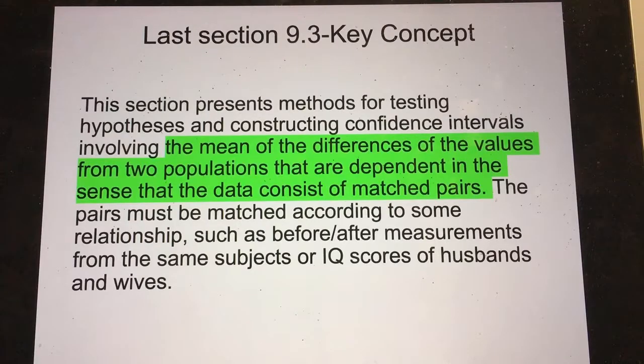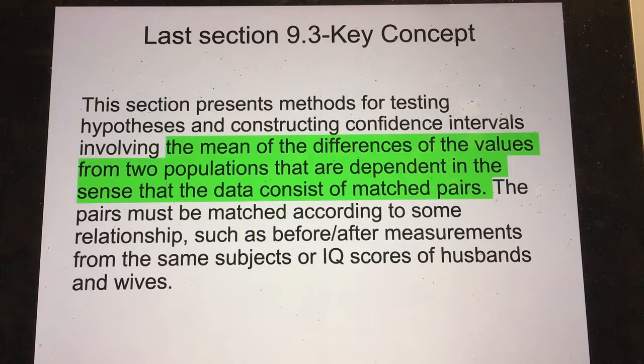So here we go. This one is a little bit different. This section presents methods for testing hypotheses and constructing confidence intervals involving the mean of the differences of the values from two populations that are dependent in the sense that the data consist of matched pairs. So basically the only thing that is different here is that the pairs are matched up instead of the pairs being independent. Everything that we've done before were independent samples, when we were finding the difference of the mean of independent samples. That was 9.2, and now 9.3 is a little different because we're actually matching up the pairs and doing the math with the original data and not with the stats.